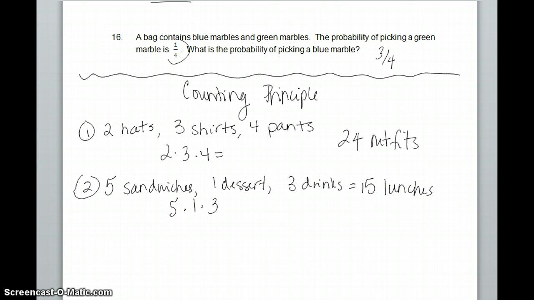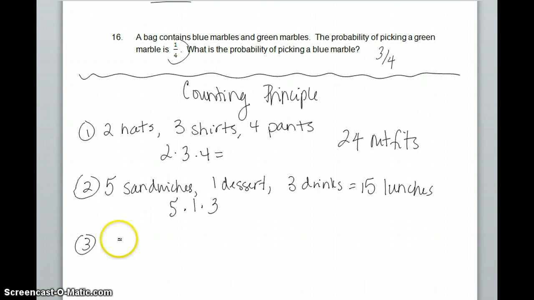Now the tricky part, you guys, is when we're talking about people with the counting principle. With outfits or material things like this, where you're just matching up food items, you just count. So 2 times 4 times 3, or whatever it is. But when you are talking about individual people taking a place, you have to subtract 1 each time.